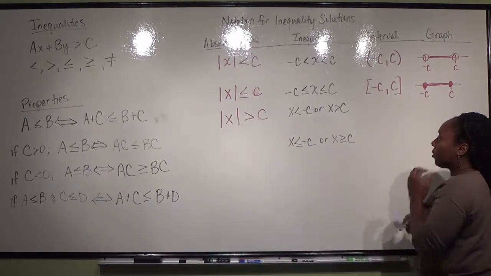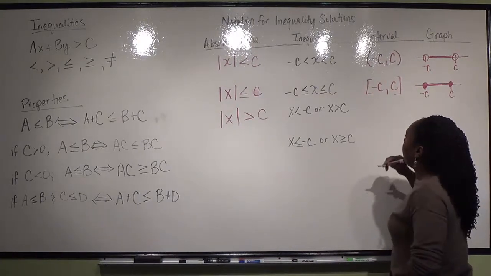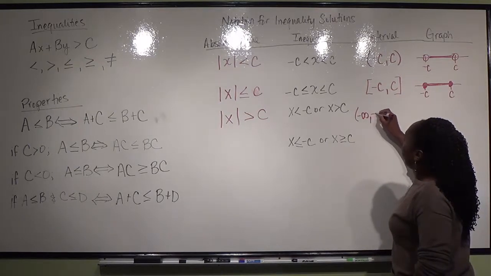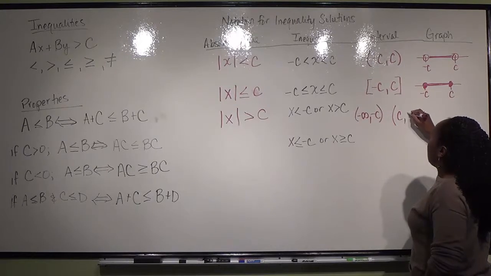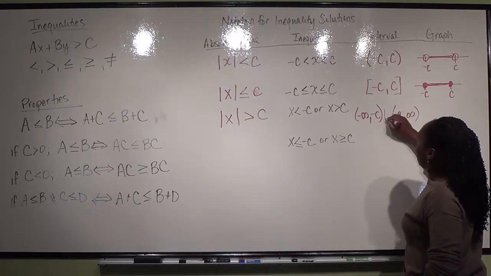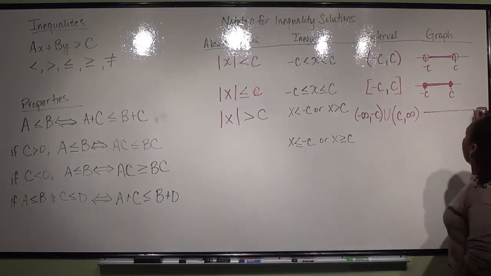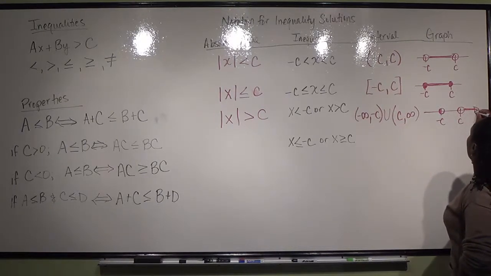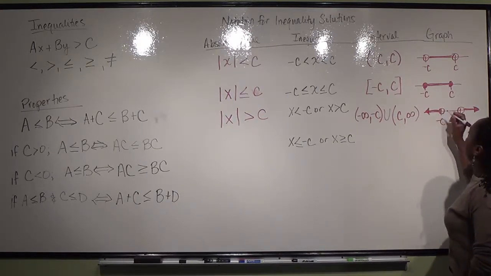In terms of the interval notation, this is where we're going to use our union that we talked about before. We're looking at everything less than negative c, again not including, everything bigger than c, again not including, and we want the union of those two sets. And so on our graph, we're just looking at the ends.